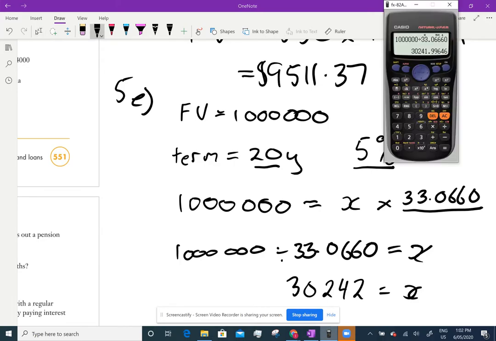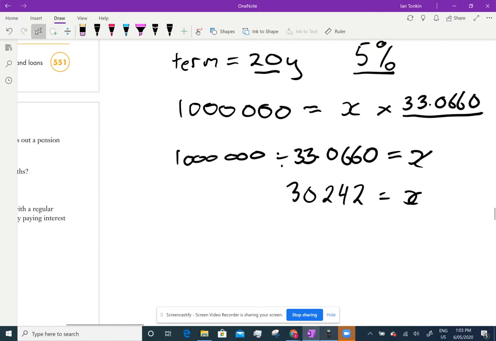1 million divided by 33.066. Oh, I've got too many sixes in there. There it is. So all I have to do is put the 55 in here. There we go.